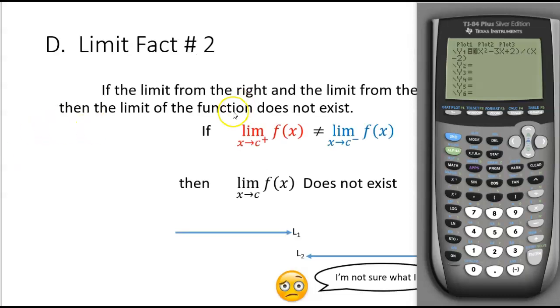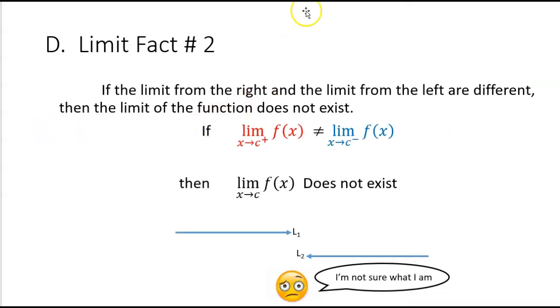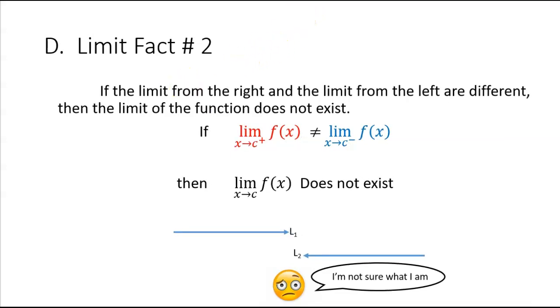Okay? All right. So now let's take a look at some other scenarios here. So now we're going to look at some situations where the limit doesn't exist, where something goes wrong in the process. All right? So in this case, limit fact number 2, if the limit from the right and the left are different, then we would say that the limit of that function does not exist.